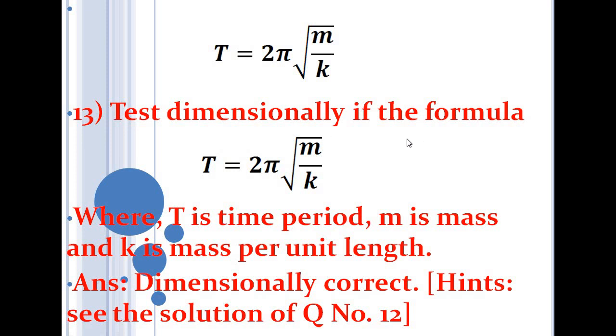Now once again, a similar question. Test dimensionally if the formula T equals 2 pi square root of m by k is correct, where T is time period, m is the mass, and k is the mass per unit length. Once again, go for the left hand side, go for the right hand side, you will get the dimension. Check whether this physical equation is dimensionally correct. Take your time, pause the video, and once check whether this formula is dimensionally correct or not. Within a minute you can check it. I'll proceed for the next problem.